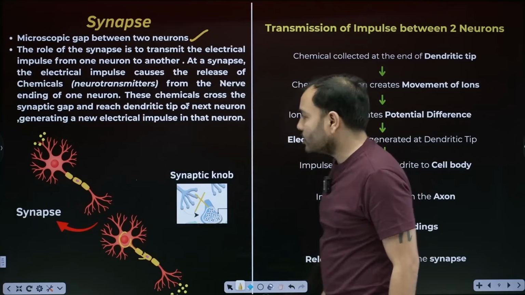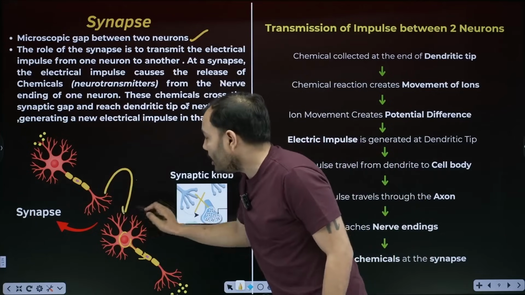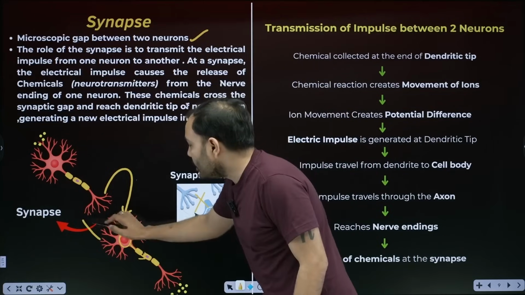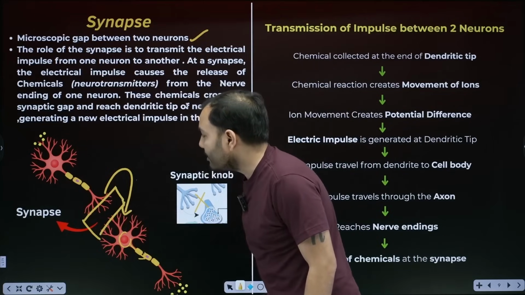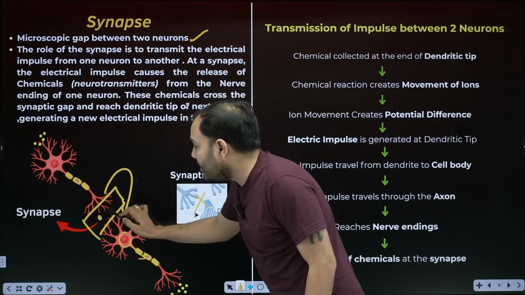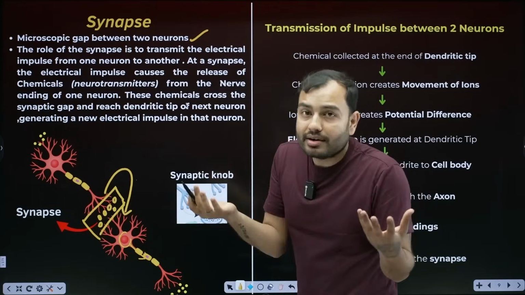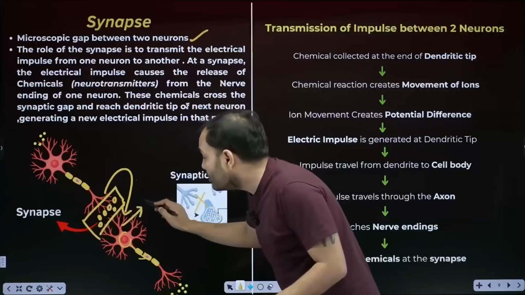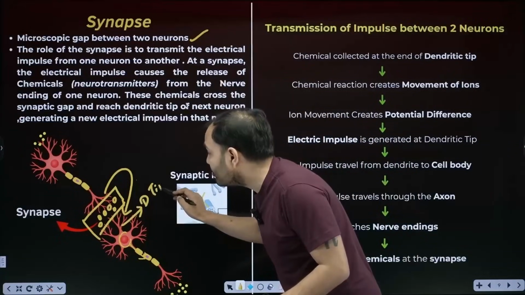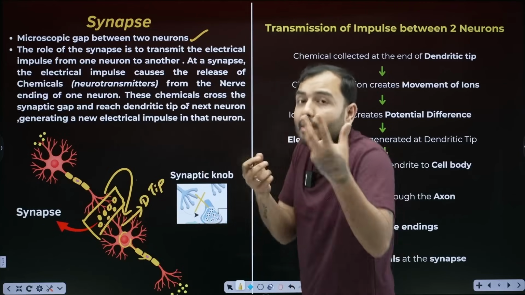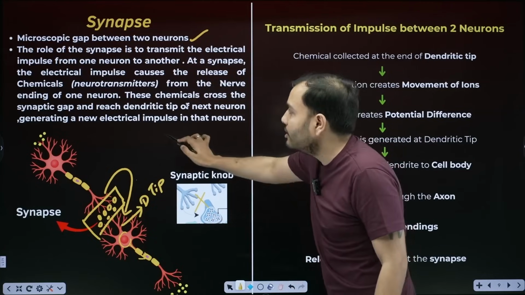So beta, the function of the synapse is to deliver the electric impulse from one neuron to another neuron. How does it do this function? This is the synapse, meaning the microscopic gap. What does it do? The ending of the first nerve releases what? Chemicals. What do these chemicals do? Chemical reaction, on the top of the dendrite of the second nerve. What happens here? Chemical reaction, movement of ions, forms what? Electric impulse. So this whole story is written here.